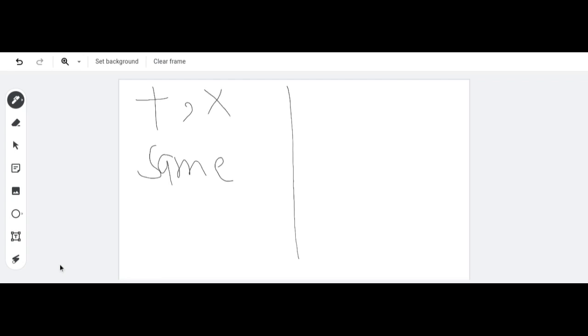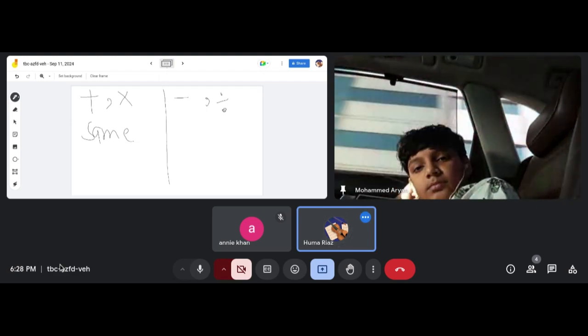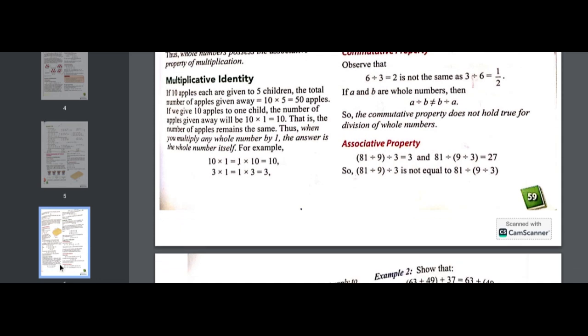Got it? The properties of addition, subtraction and division are different. In subtraction, if one thing is going one way, the other should be different. Same as division. Commutative, associative, closure property. Look here, associative. If we have to solve the associative, the answer will be wrong.